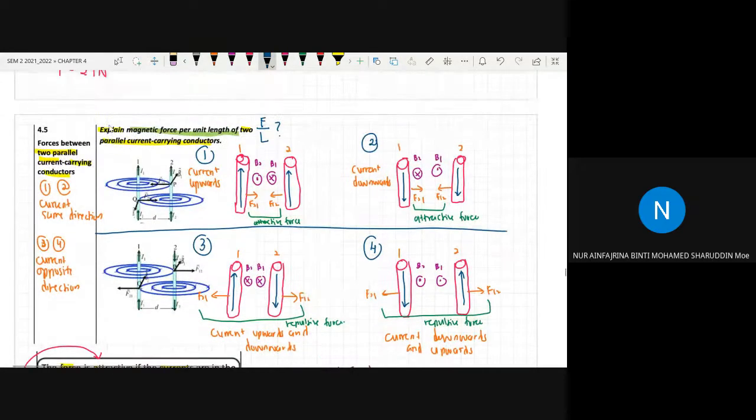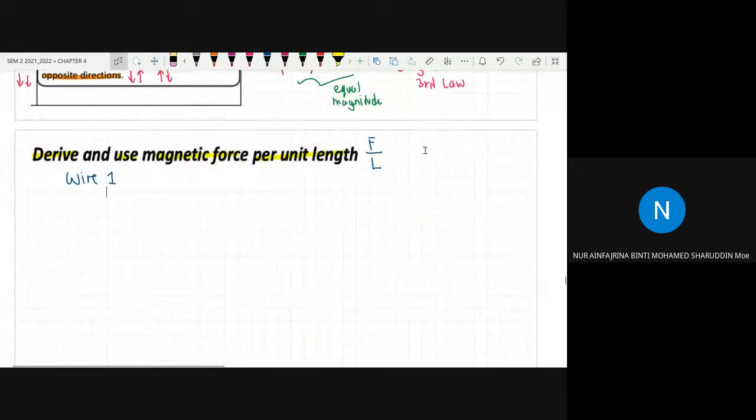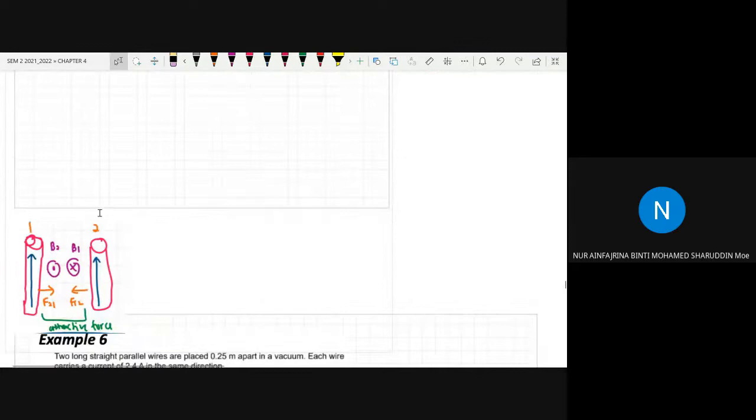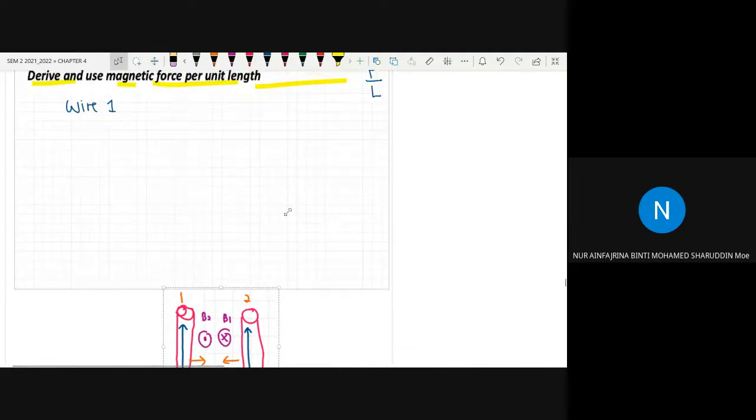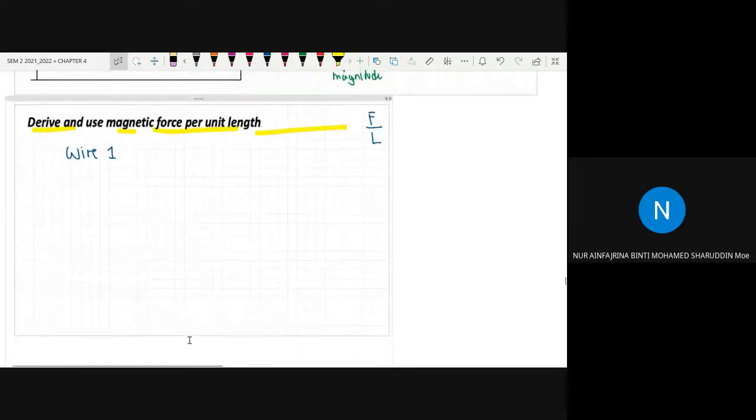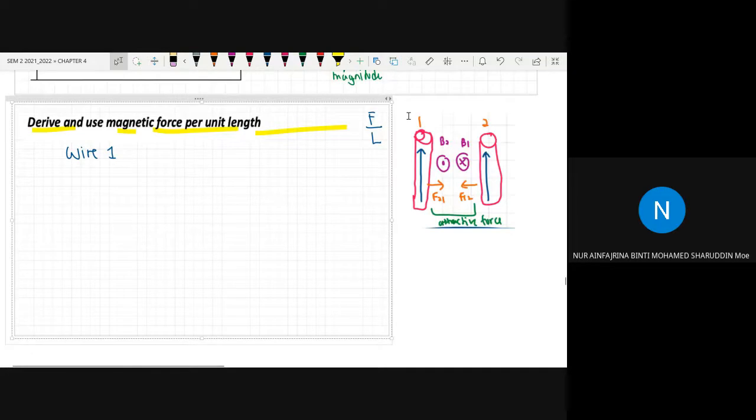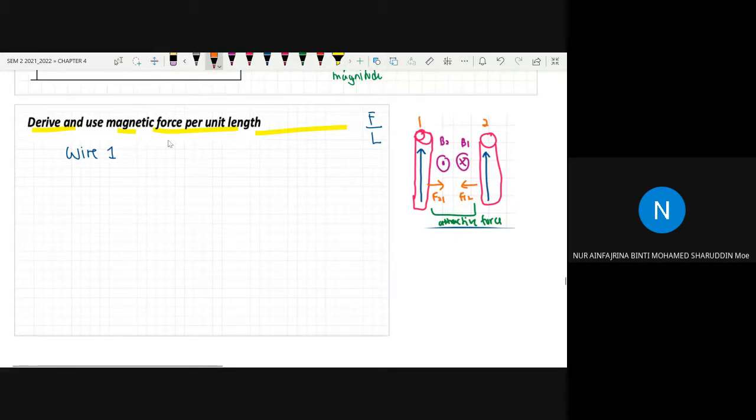Okay, for example Miss ambil yang ini. So for wire 1, you all tengok. Kita nak cari force per unit length dia. So Miss akan derive dia. So force of F21. So kita tahu dekat wire 1 dia adalah F21.